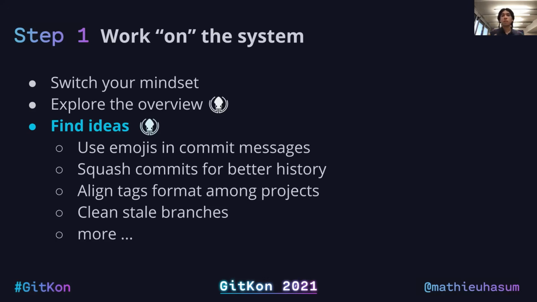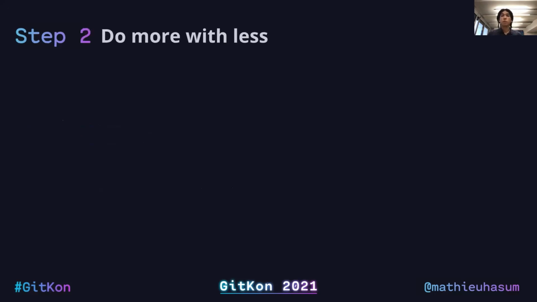You can start generating ideas. They're not necessarily good at the beginning, but it's only this transition. You have to start somewhere. So step 1, work on the system. Step 2 is do more with less. And this is the step where you start identifying, choosing what is a good idea and what is not.